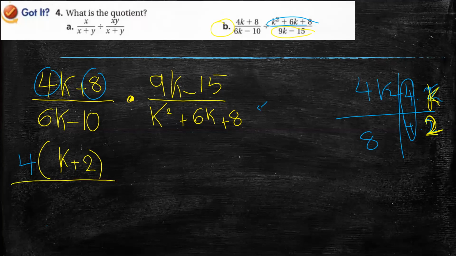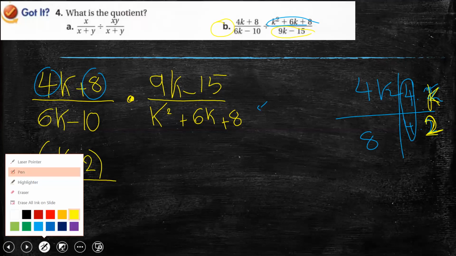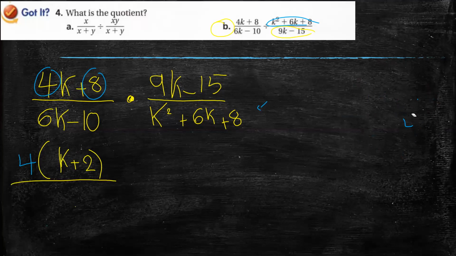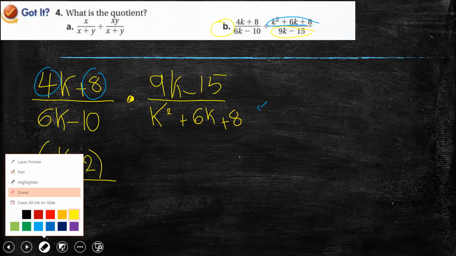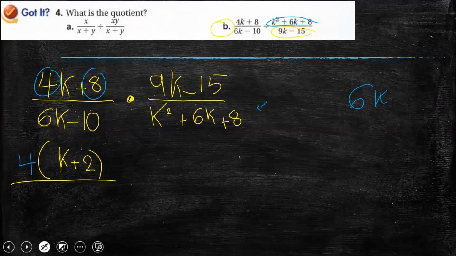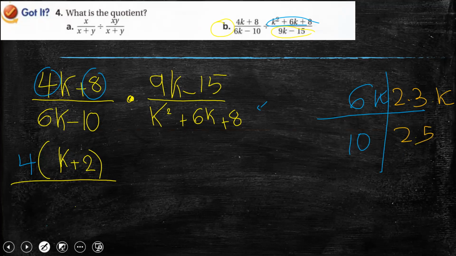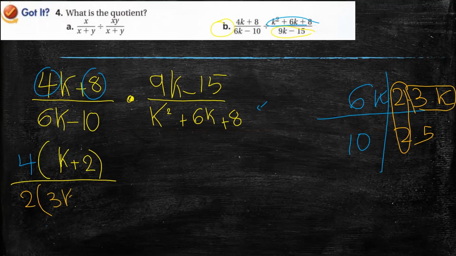Then 6k minus 10. I want now to take a common factor between 6k and 10. Let's write the factors of 6k: we have 2 times 3 and k. And for 10, we have 2 times 5. Bravo. So we have 2 as a common factor. Then what did we have here? 3k minus 5.